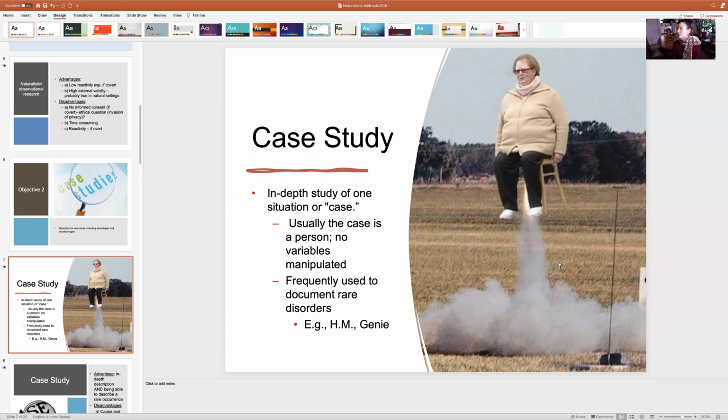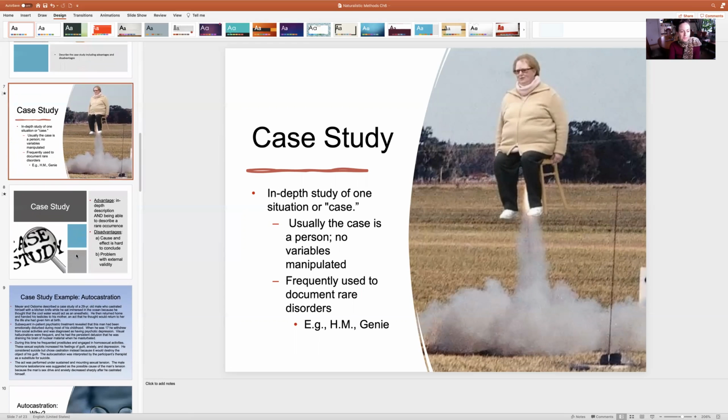Usually the case is a person, and no variables are manipulated. You're just simply studying this person in depth. We do it to document rare disorders, rare cases. For example, you might have heard about HM or Genie in psychology, those rare cases that have been studied very much in depth. It's hard to find a lot of people to do these studies on because they're so rare.